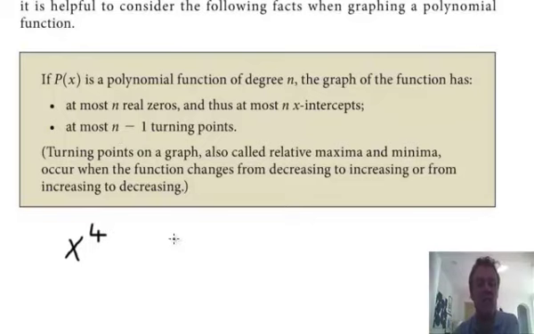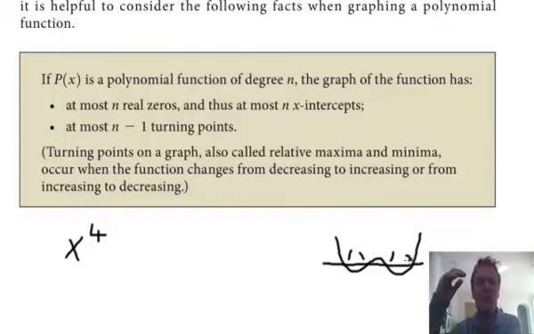Let's have a look at an x to the fourth. An x to the fourth can have 4 real zeros and 4 x-intercepts. Let's have a quick draw of some random x to the fourth. If I put the x-axis through there, can you see 1, 2, 3, 4 solutions, x-intercepts? But it could sit above, I mean, it could miss the x-axis.